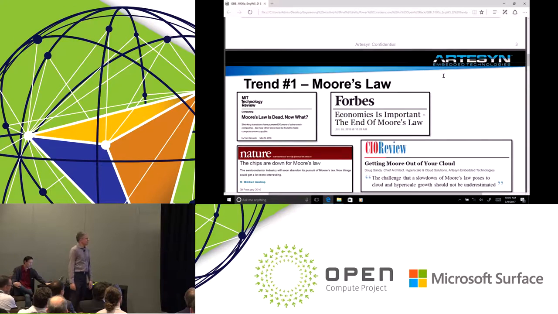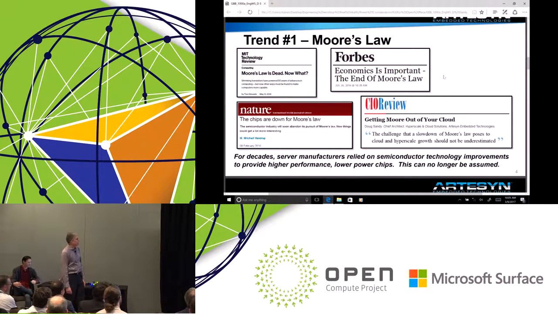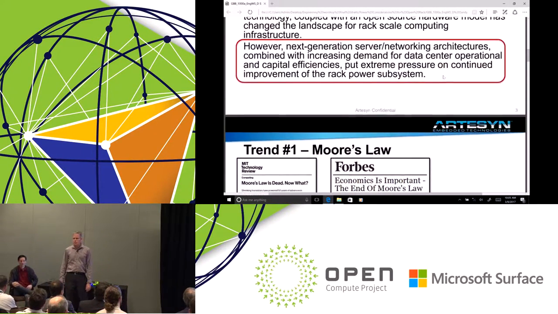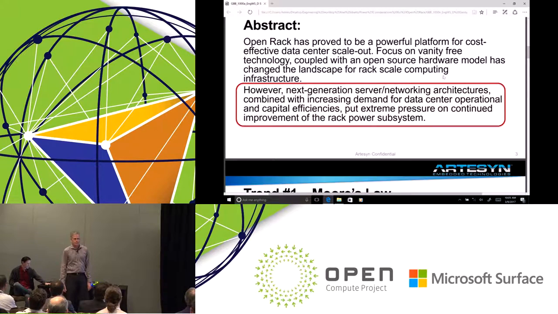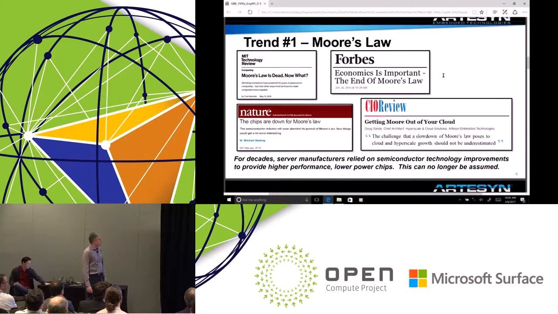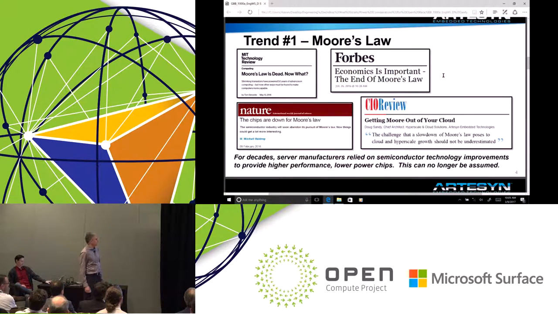I like starting with trends. This is part of my technology office heritage. I like looking at trends because they tell us where things are probably going. You can't predict the future, but you can get a pretty good idea of where things are going. The first trend is Moore's Law. We're all familiar with it.